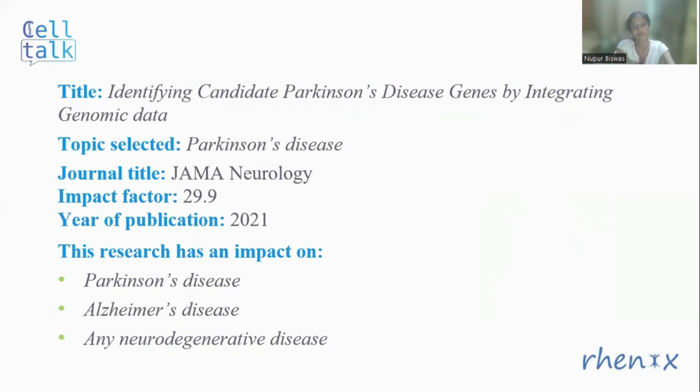It was published in the journal JAMA Neurology in the year 2021. This journal has an impact factor of 29.9. Although the article is about Parkinson disease, it has a broad impact on other neurodegenerative diseases like Alzheimer's. And since it is focused on integrated analysis of genomic data, this methodology is also applicable to other genetic diseases.